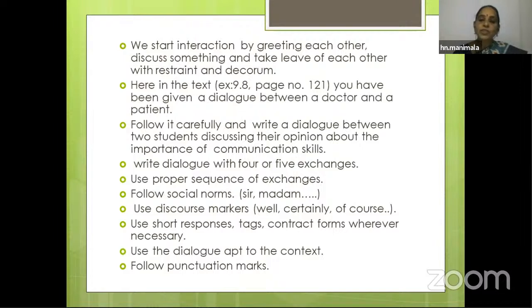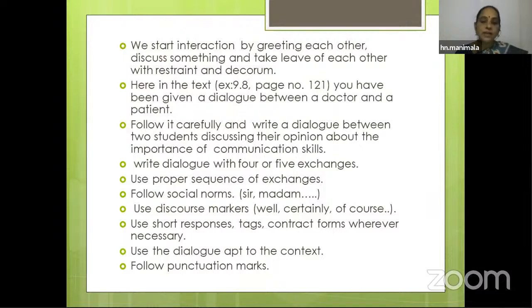And use short responses: brief responses, tags, contracted forms, isn't it? Like this. Is it not? Even in writing also. And yes or no type questions are more suitable for it. Wherever necessary, you have to use this, but that doesn't mean that everywhere you have to use contracted forms. Wherever it is necessary, use it. Use a dialogue apt to the context. Whatever topic is given, for example, here the communicative skills are given, so you have to use it accordingly.